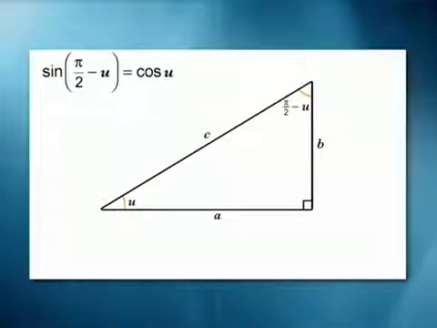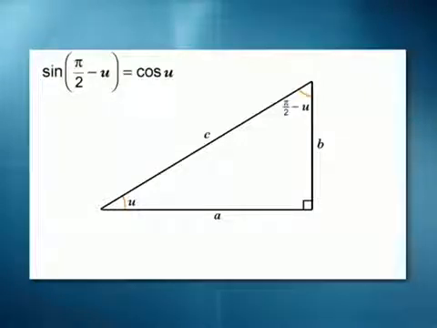So what's the other angle in this right triangle? Well, if one angle is measure u, the other one is 90 minus u, but we've been using radians mostly, so it's pi over 2 minus u. So the two acute angles are u and pi over 2 minus u.